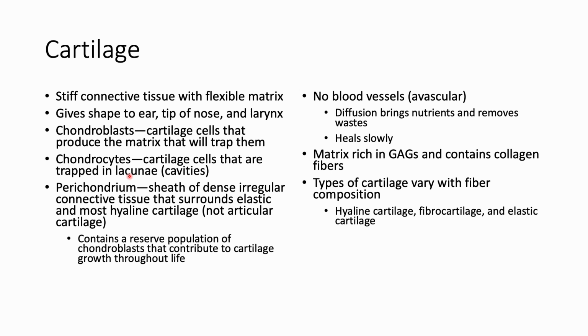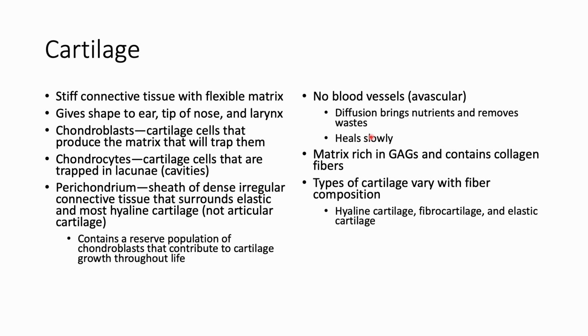Cartilage is covered by perichondrium. This is a sheet of dense irregular connective tissue that surrounds elastic cartilage and most hyaline cartilage, but not articular cartilage. Cartilage is avascular, no blood vessels. Think of, for example, if someone gets a rhinoplasty and they have all this cartilage of the nose, it takes a while to heal because it's avascular. So how does it get its nutrients and its oxygen? Through diffusion, which helps bring nutrients and removes waste, and it heals slowly.